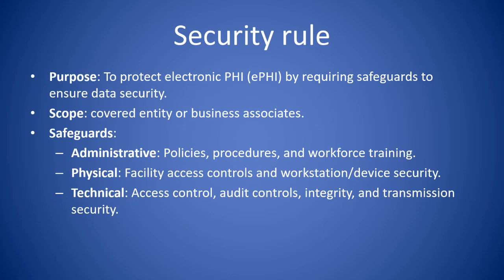The second rule is the security rule. The purpose of the security rule is to ensure the CIA, confidentiality, integrity, and availability of electronic PHI. The scope applies to entities, and the safeguards are administrative, physical, and technical. Administrative relates to policy, procedures, and training. Physical relates to access control and device security, workstation security. Technical relates to access control, logging, audit controls, integrity, and transmission.